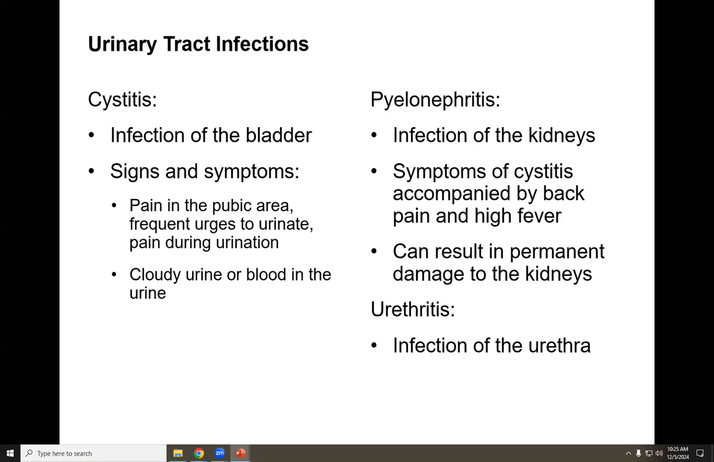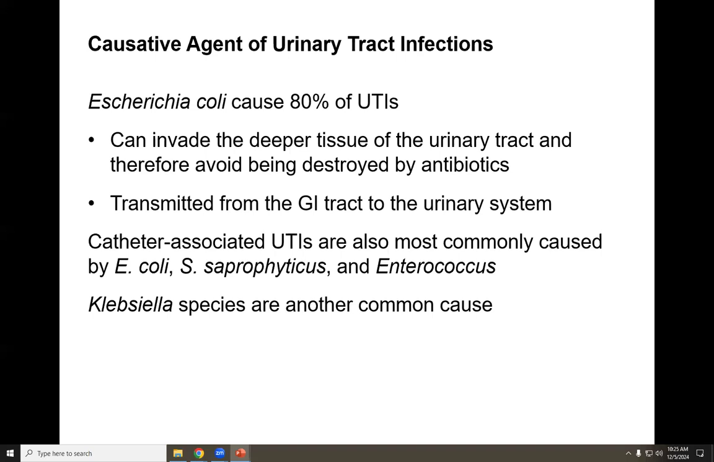For urinary tract infections, cystitis is talking about infection within the bladder. Pyelonephritis, we have infection of the kidneys, and urethritis is just in the urethra. So these terms are just relating to how far the infection has gone within the urinary tract. And the inflammation is usually what is causing any bleeding and damage to the tissues and things like that.